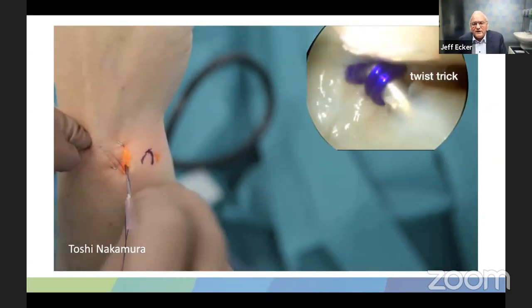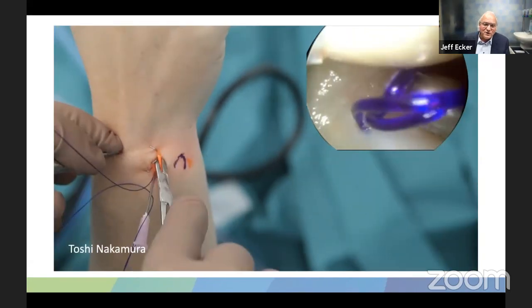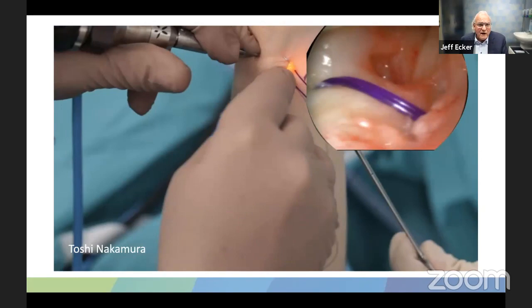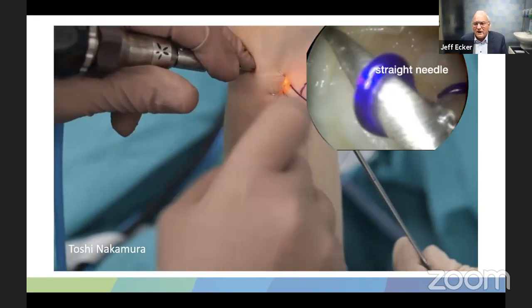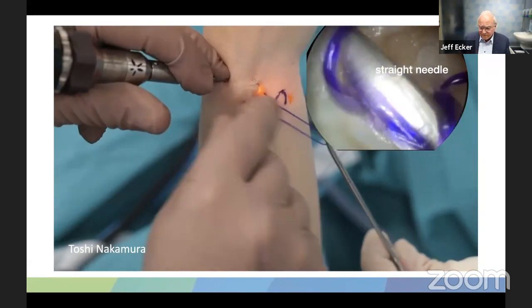Here's a little twist trick that I learned from somebody at a meeting. You pull it out, you've got lots of suture in there, makes it very easy to pull it out. And this is real time. The repair is very quick. And then a straight needle through the dorsal part, because you want to repair the dorsal part.